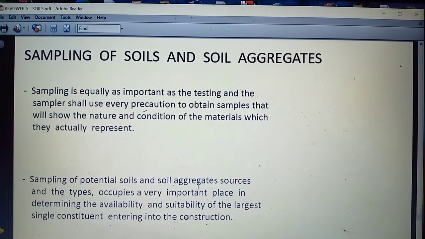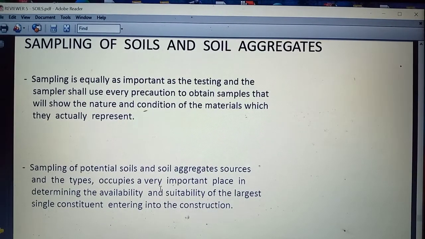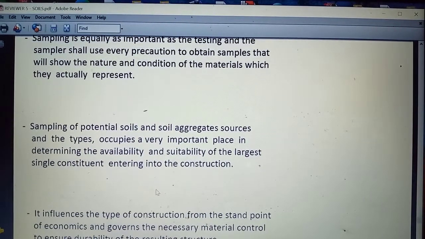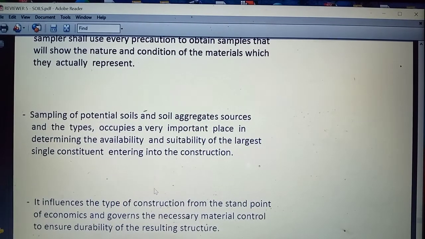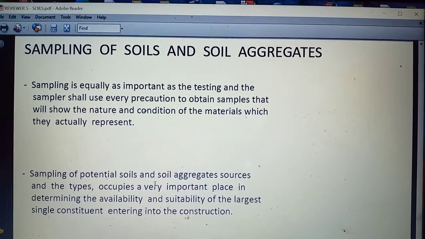Yan. So, ito yung pag-sampling natin ng soil and soil aggregates. So, sampling is equally as important as testing. And the sampler shall use every precaution to obtain samples which show the nature and condition of materials which they actually represent. Okay? Sampling of potential soils and soil aggregates, sources, and types occupies a very important place in determining the availability and suitability of the largest single constituent entering the construction. So, ito yung paano pag-sample. Okay?